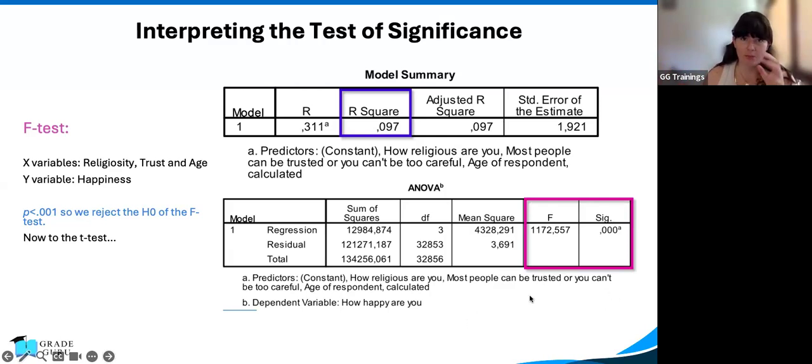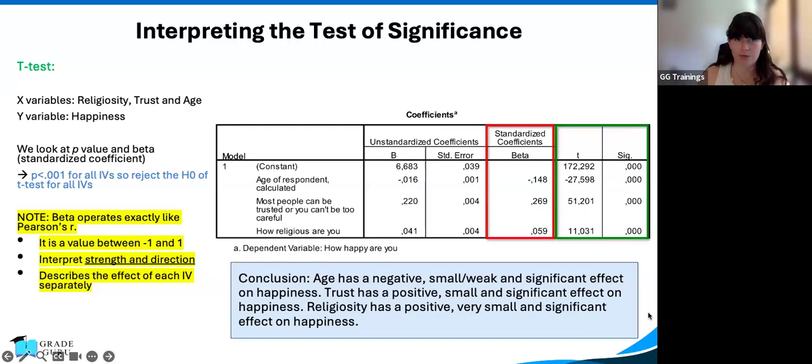Now that you've established that the model as a whole is significant, you can move to the specific effects of each IV in the t-test. And that's in your 3rd table, which we've already seen. We've already looked at the coefficients table, right? But we were looking at it when doing the regression formula hand calculation, and we paid attention to the first column with capital B. Now, in this kind of question, we completely ignore that column and we only focus on our p-value and our beta value, which is called the standardized coefficient.